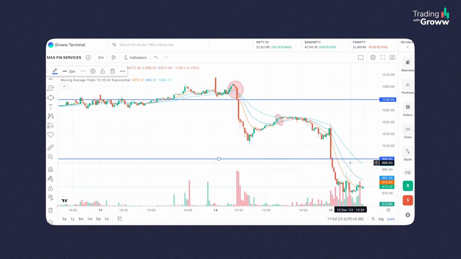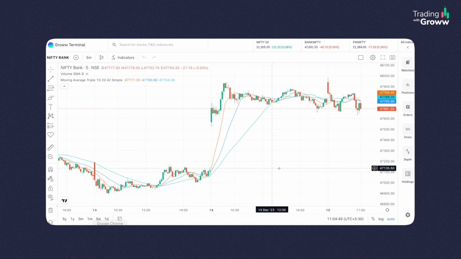So currently we would have shorted at 998 and now it is trading around 975. So we are in a good profit of around 25 rupees. So this is how you can trade this moving average on the short side. And the next question most of the people will have is, can I trade the specific strategy with respect to any kind of options or any kind of indices?